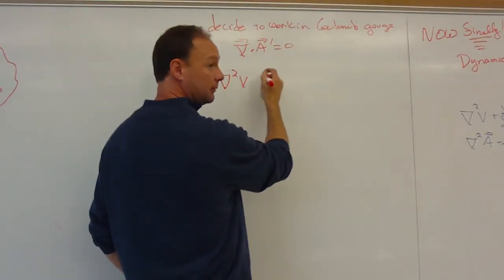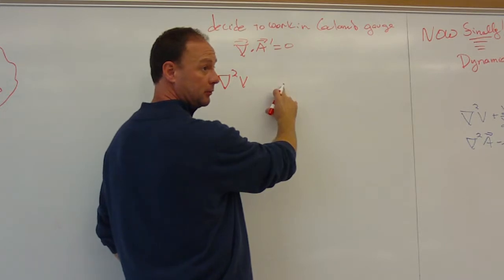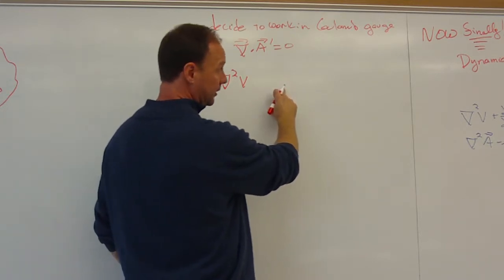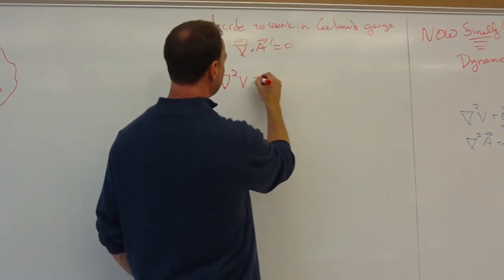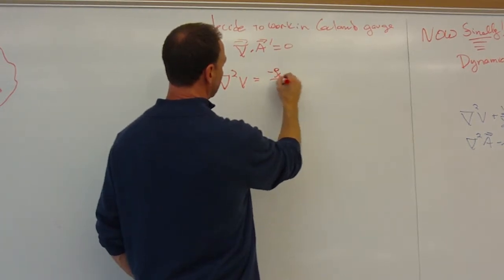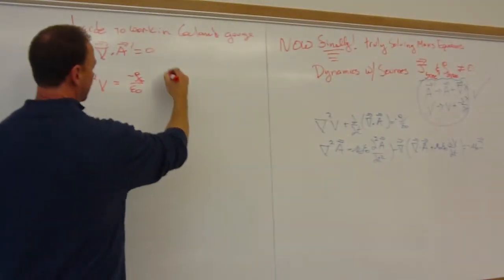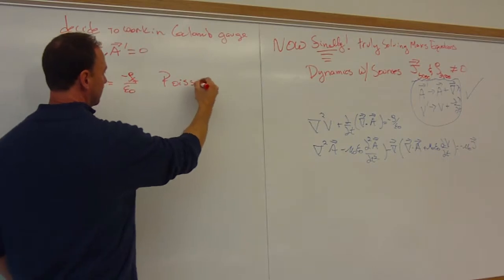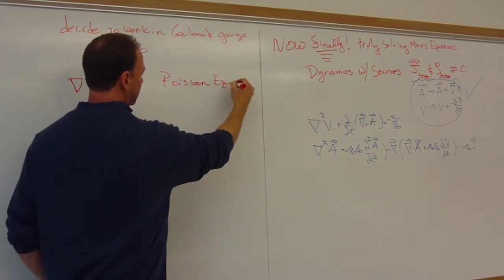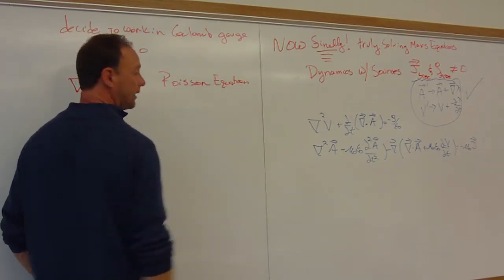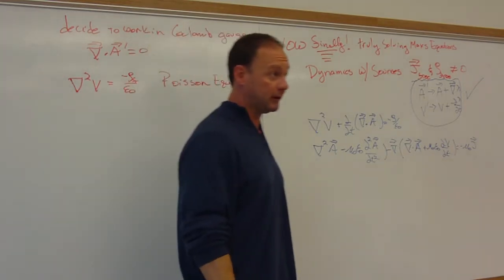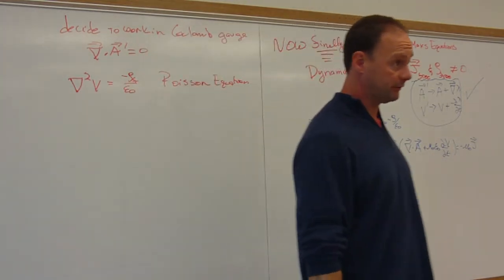And if you want, you can put in the primes, but I'm not going to put in the primes anymore because it doesn't matter. That equals minus rho free over epsilon naught. This is the Poisson equation. I'm not going to go back and do this, but you did this in EM1. You were able to solve for this.